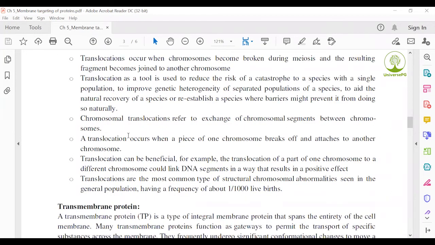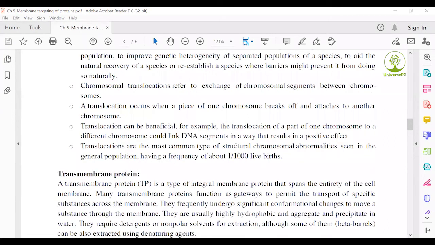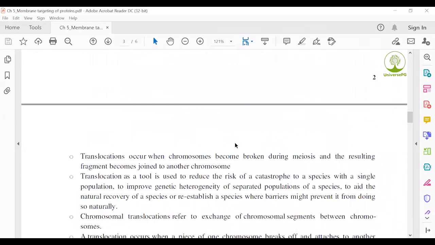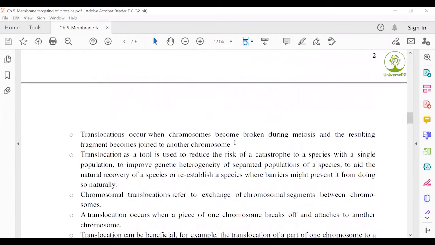Some other properties: chromosomal translocation refers to the exchange of chromosomal segments between chromosomes. A translocation occurs when a piece of one chromosome breaks off and attaches to another chromosome. Those are the properties of translocation. You read only two or three easy properties for your exam.